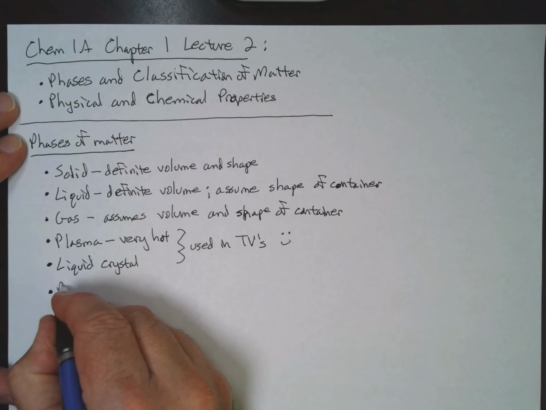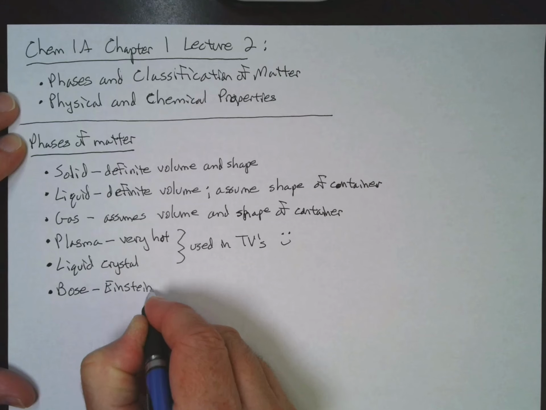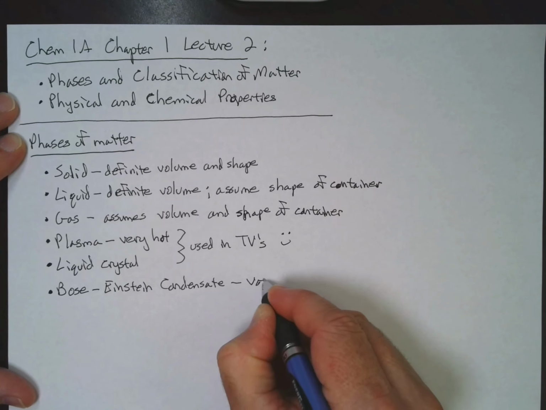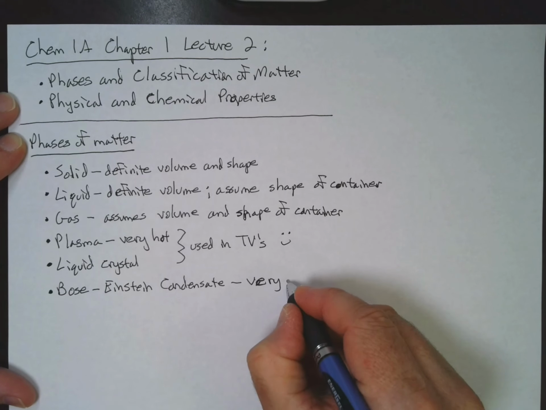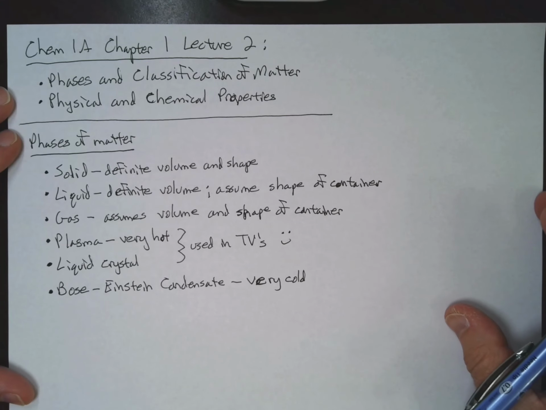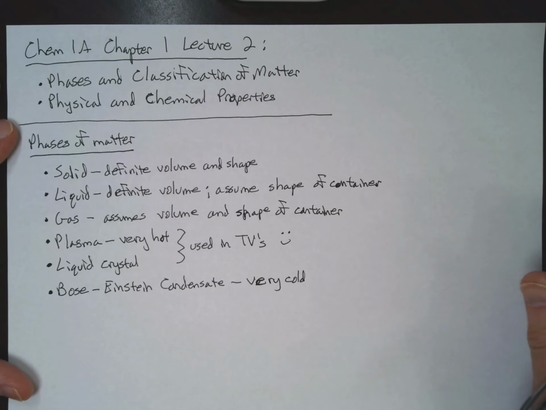There's one I like to talk about, which is the Bose-Einstein condensate. And if plasmas are very, very hot, then the Bose-Einstein condensates are very cold. We're talking a few Kelvin above absolute zero. So they're super duper cold. And they're kind of weird. In a Bose-Einstein condensate, you have a bunch of atoms in the same place at the same time. So yeah, that's kind of weird, but kind of cool.